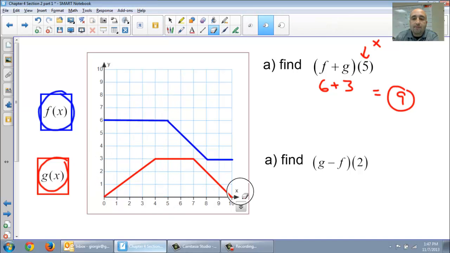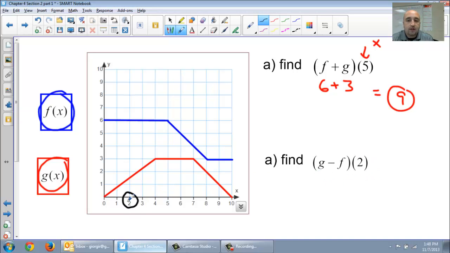Now we're going to do the same thing, except we have a different problem to do this time. Same two graphs. And what it wants to know is what g minus f of 2 is. So I'm going to find x equals 2 and circle it. And now let's figure out what our graphs are equal to at 2. So my blue graph at 2 is equal to 6. What's my blue graph? f. So this is 6. And what is my red graph equal to at 2?